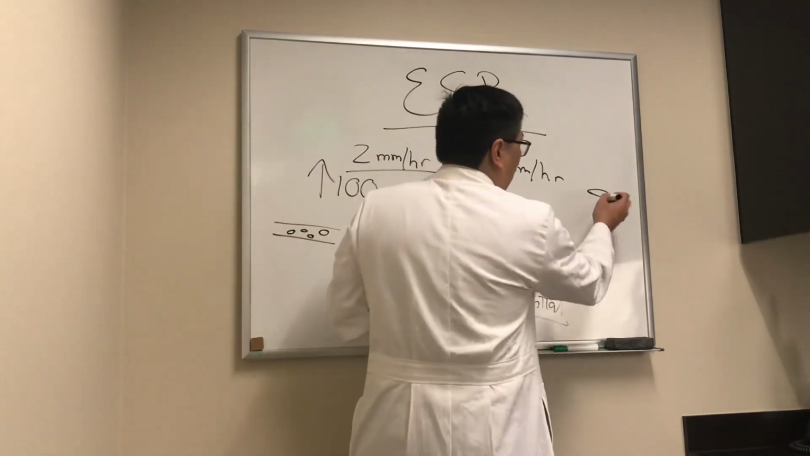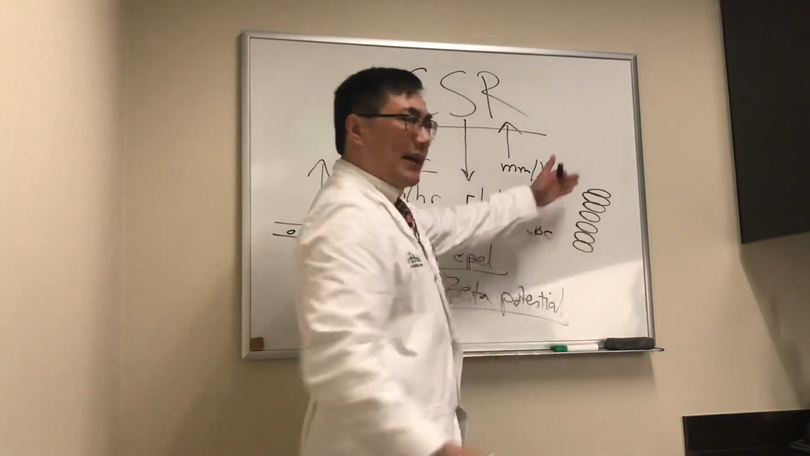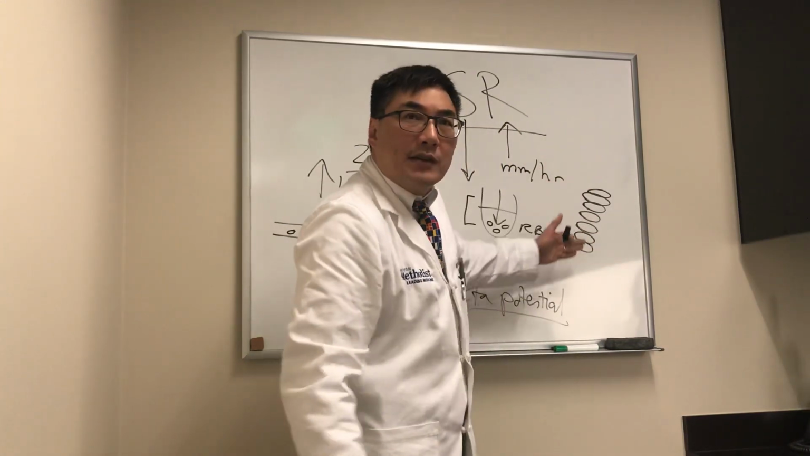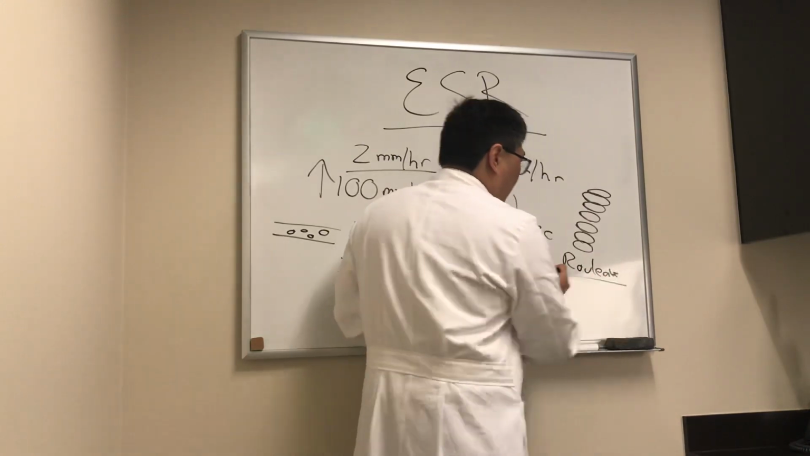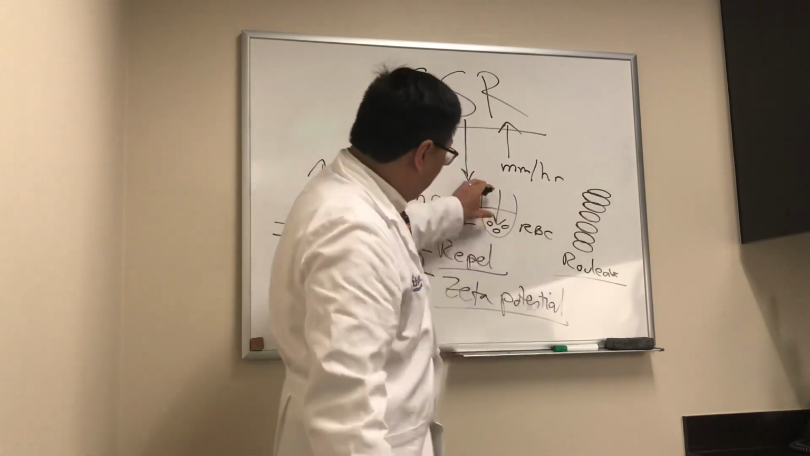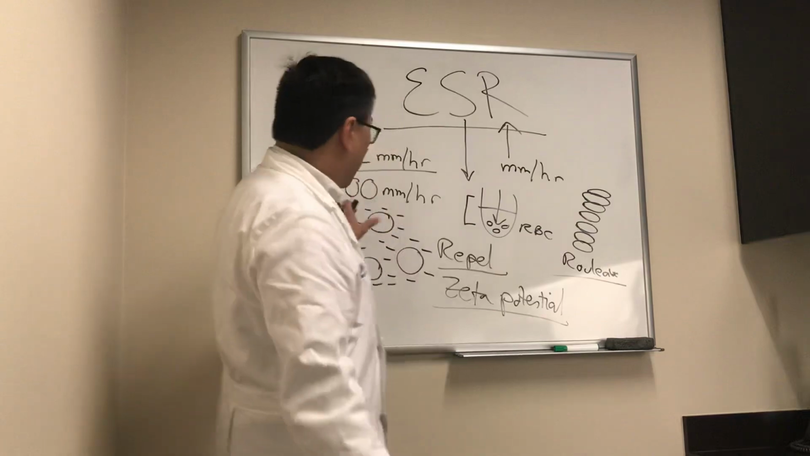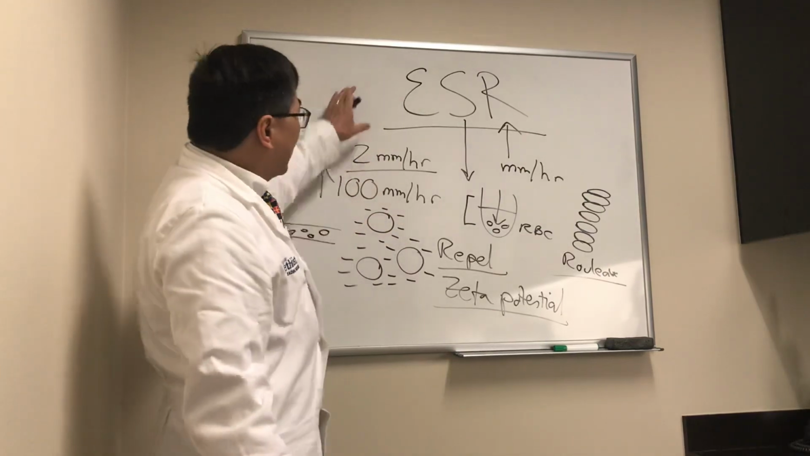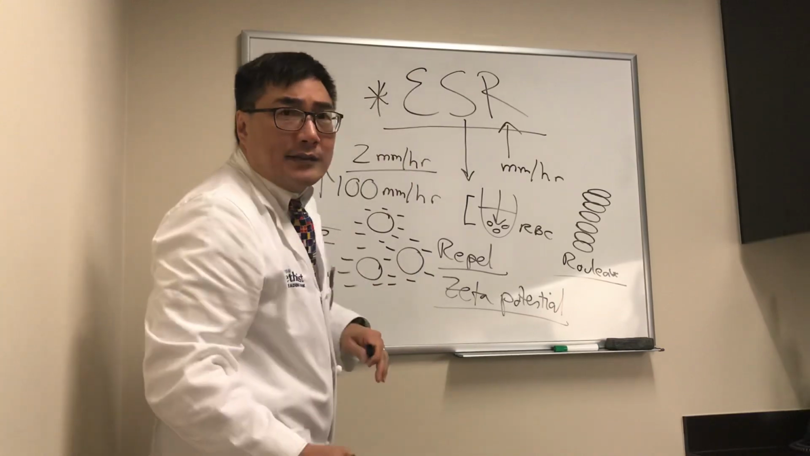And when they collect together, they form this kind of stack of coins, which is the rouleau formation. So when that stack of coins occurs, of course that whole column is going to fall to the bottom, and that is what is the increased sedimentation rate. And the reason you need to know this in ophthalmology is it's not just about giant cell arteritis.